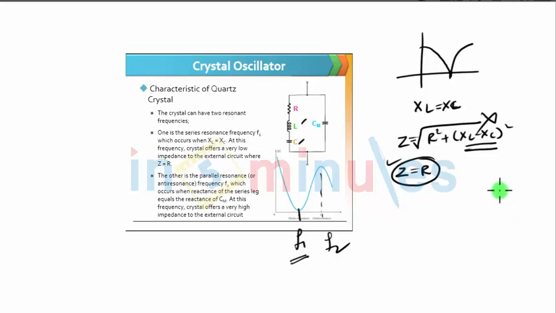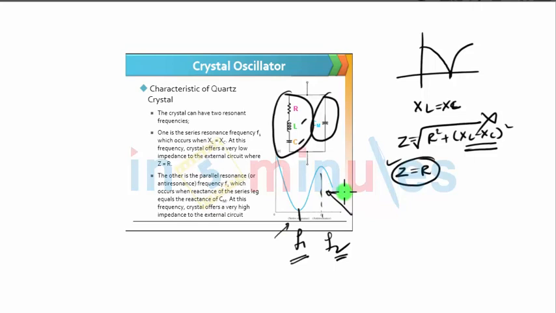The other is the anti-resonant frequency, the parallel resonance frequency F2, which occurs when the reactance of the series leg equals the reactance of CM. The entire reactance of this and the entire reactance of this are the same. At that point you get the anti-resonant frequency, and the crystal offers a very high impedance to the external circuit. Here your impedance is low, and at this point the impedance is very high.